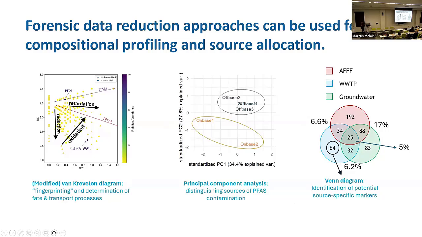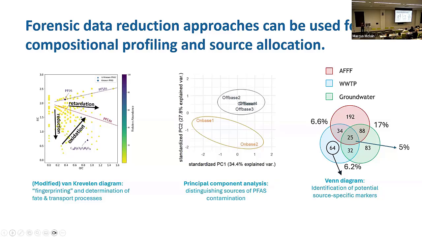And the second graph is for principal component analysis, a chemometric method that shows how the PFAS compounds group together. And the third one shows which compounds in the three different sites are unique and which ones are shared in two or three different sites.